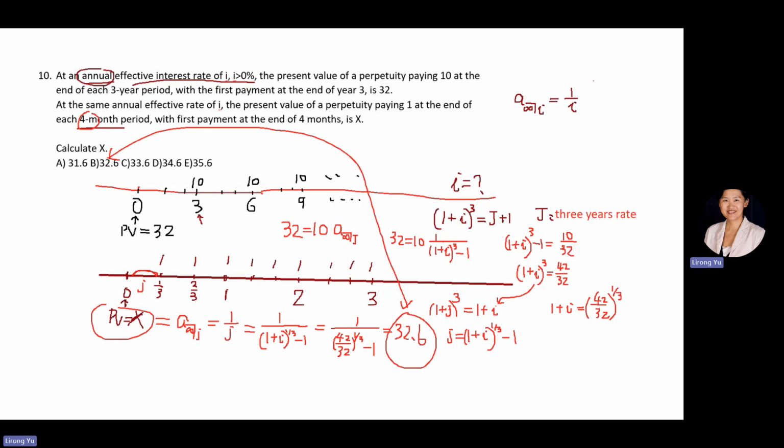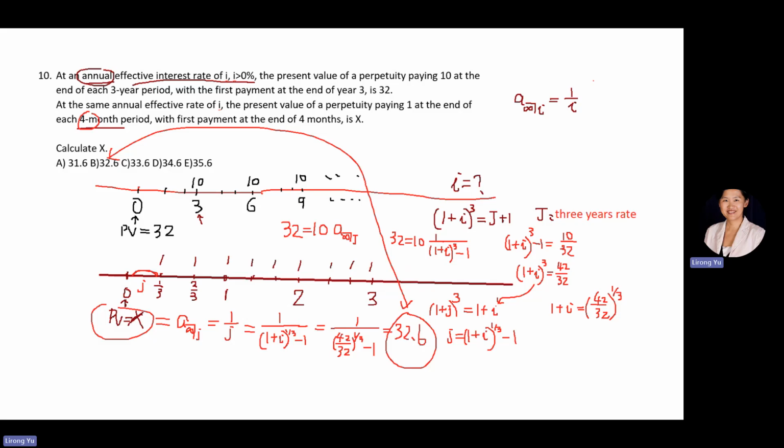So here is my drawing, right? I draw two timelines. The first timeline is to have $10 every 3 years. Okay, remember the present value is 32 here, but for any perpetuity, the present value is the payment amount, which is 10, divided by the interest rate.